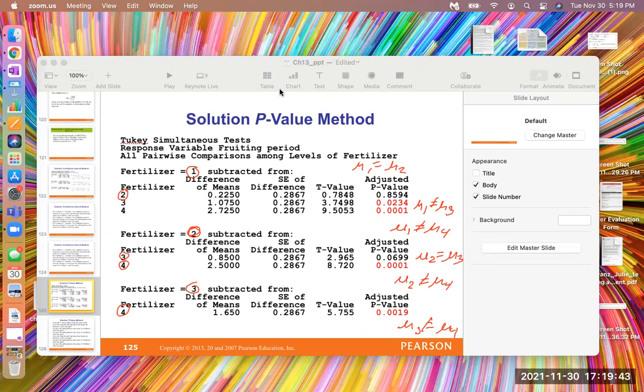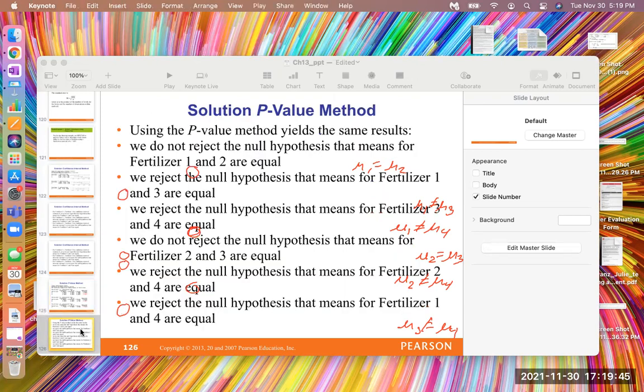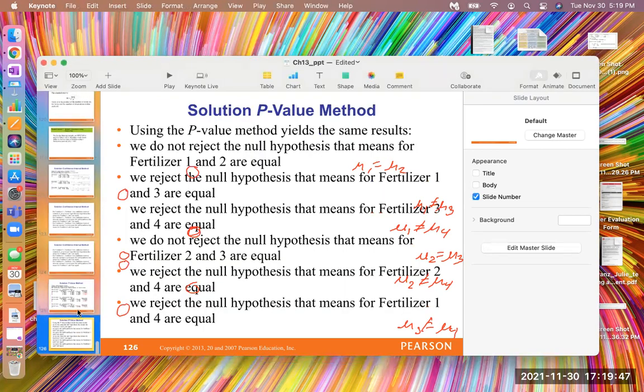And here is it all summed up in words for you if you missed any of that. And that's how we interpret the results of the two-way ANOVA test and the full Tukey's test as well.